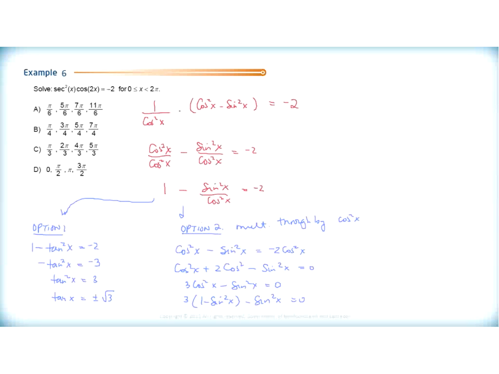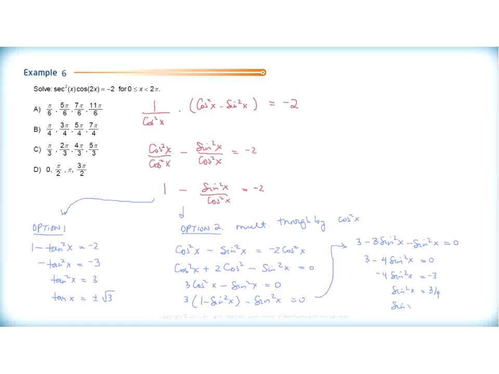Now, I know you're thinking this is probably a little more difficult than option 1. And the mathematics of creating the equation probably is, but solving it at the end is actually a little easier, I think. So we get 3 subtract 3 sine squared x minus sine squared x equals 0. So that gives me 3 subtract 4 sine squared x equals 0. So that gives me a negative 4 sine squared x equals a negative 3. So sine squared x will equal 3 over 4.